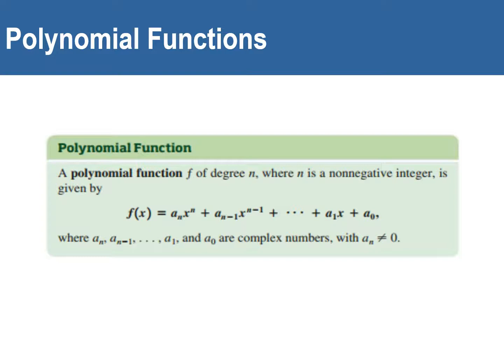For polynomial functions of degree n, f of x is equal to a sub n, x to the n, plus a sub n minus 1, x to the n minus 1, plus ... Now we're going to leave out a whole bunch of terms, so we're going to do ... plus a1x plus a naught, where a sub n minus 1, all the way down to a1, a naught are numbers. They can be complex, but a sub n can't equal 0. Usually, our complex numbers are actually just going to be real.